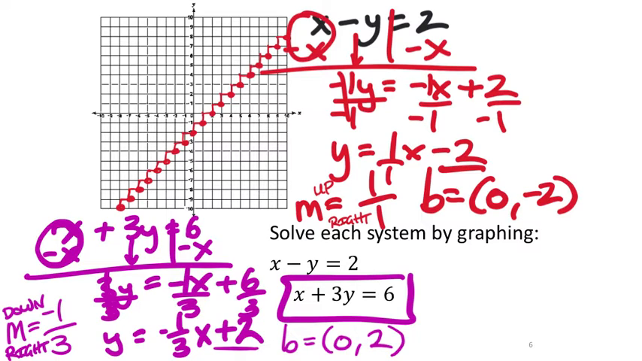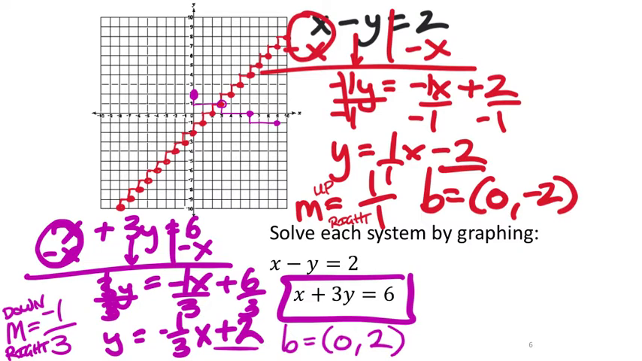So I'm going to start with the y-intercept on the graph at 0, 2, right here. And then I'm going to use the slope to find all the other points. So that would be down 1 to the right 3, which is this next point. Down 1 to the right 3. Down 1 to the right 3. And you can see we've already found the point of intersection, where it's purple and red.